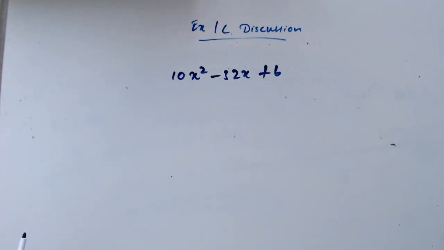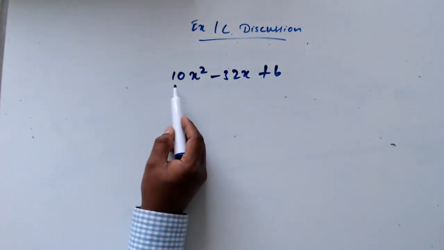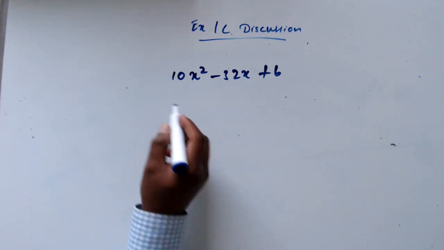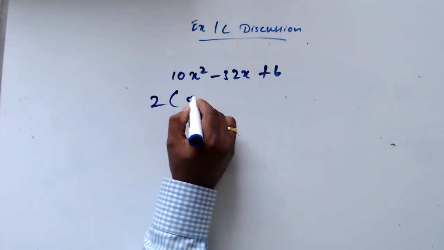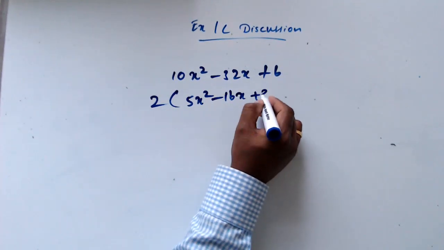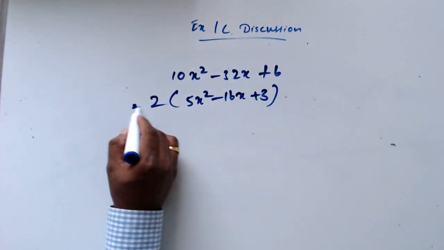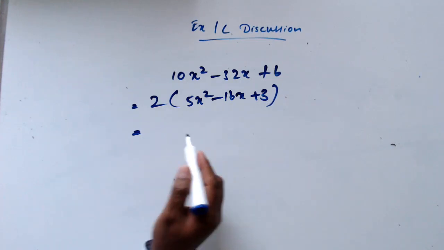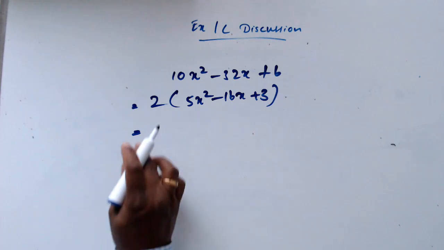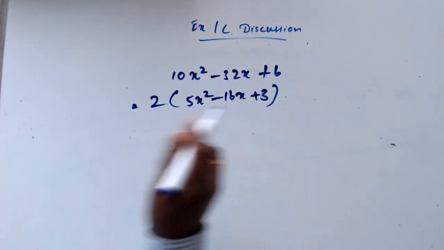If you see this kind of expression to factorize, you can see that this is all divisible by 2. Then don't try to factorize first. First of all, take the 2 out. Then this is going to be 5x squared, then 16x, then plus 3. Now this is more feasible than this.